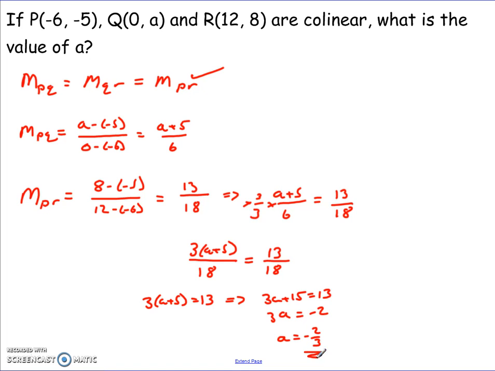So we know what value of A would give us the 3 points to be collinear: if A was equal to negative 2/3. Now, we never said it always has to be whole number values when we're plotting points or using coordinates. So that works there.